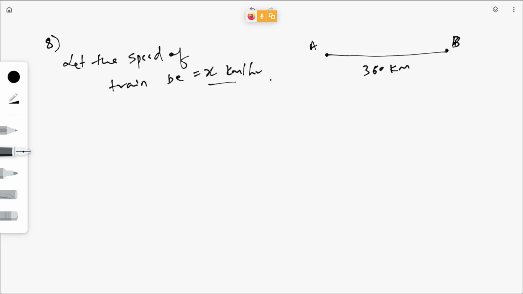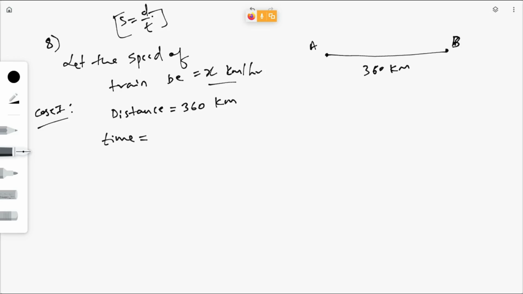If the speed had been 5 kilometer per hour more. Okay, first this is case 1. We solved a similar problem before. Case 1, if this is the speed and the distance is 360 kilometer, then what is the time? Time is equal to, formula. What was that formula? Speed is equal to distance by time. So time is equal to distance by speed.